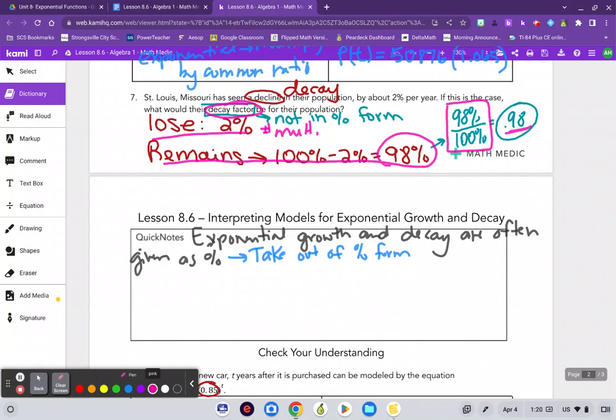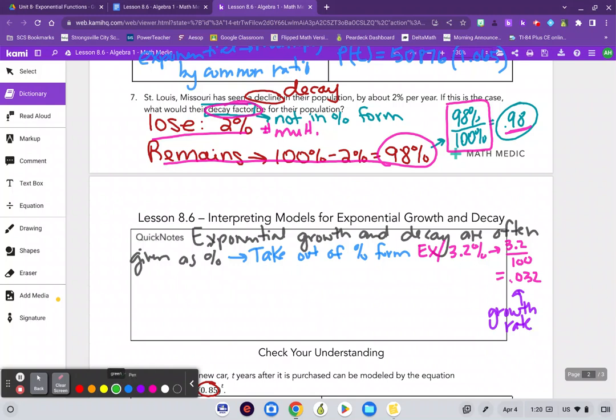So I need to take out of percent form. Okay, so for example, if I have 3.2%, then to take it out of percent form, I'm going to do 3.2 divided by 100, which gives me 0.032. Okay, so I have to take this out of percent form so that I can get my rate. So this is going to be my growth rate. Either what I'm going to add to 1 or what I'm going to take away from 1 if it's a decay. So let's talk about that.